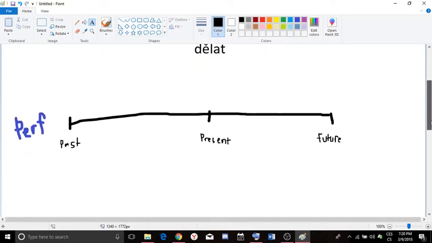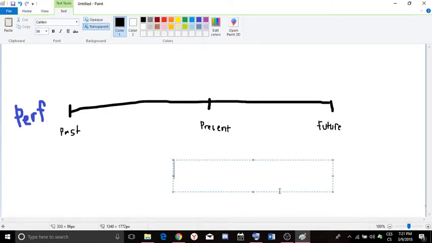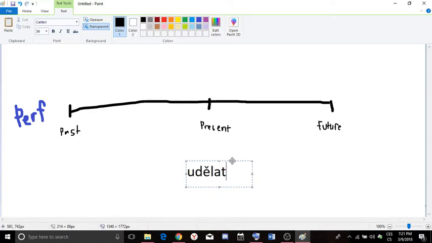So now let's look at the perfective version of the same verb. And again, there are many versions, right? But the one we will be working with is udělat. Udělat means to do, but it means to complete the doing.